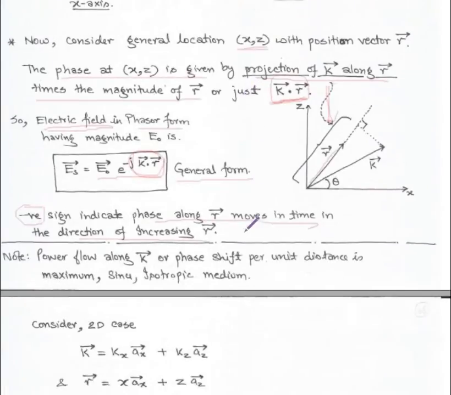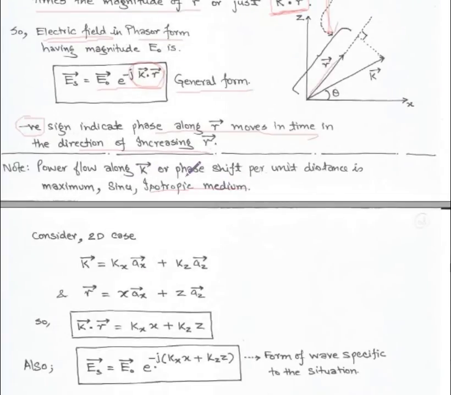Due to the isotropic medium, the power flow along the k vector, or we can say the phase shift per unit distance, is maximum, because in an isotropic medium the permittivity and permeability do not change with field orientations. So we get a maximum power flow along the k vector.